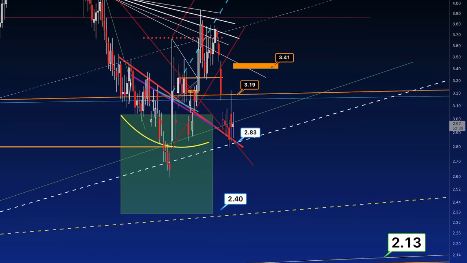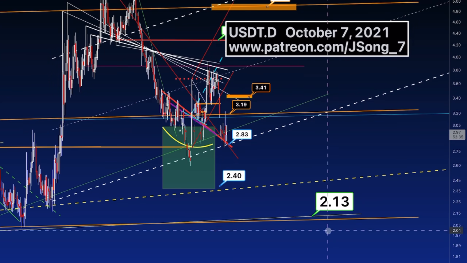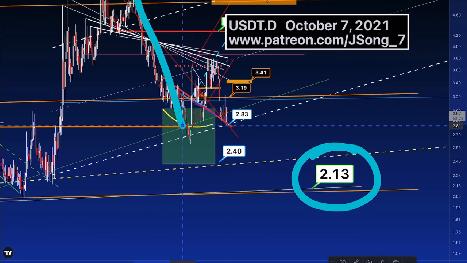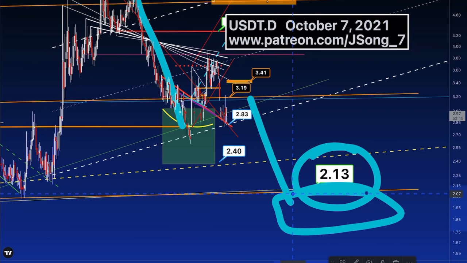I actually believe that we're going to be getting closer to 213, this area over here. I think we're going to be getting to these areas. If we were to take a projection from here and then move that line down over here, I think we're going to be getting into this range. And that can cause for a substantial bull run.